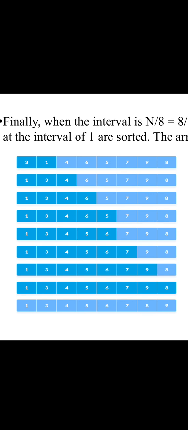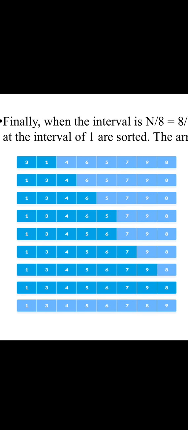Then take the next element: 1, 3, 4, 6. Again it is sorted, no need to do any swapping. Then go to the next: 1, 3, 4, 6, 5. 5 is lesser, so you have to move the 5 element to the right position, that is it should move before 6. Then 1, 3, 4, 5, 6.